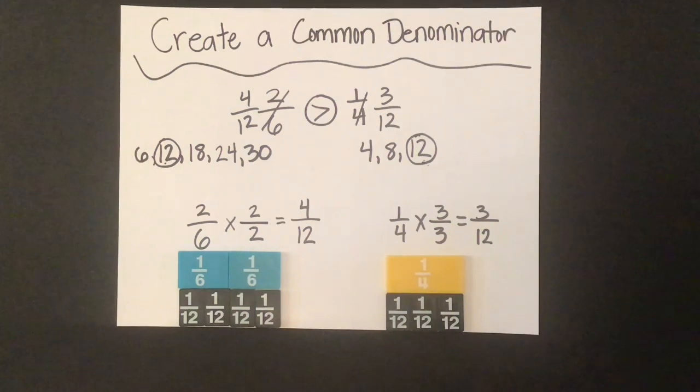So in the beginning, we had 2/6 compared to 1/4. By listing the multiples, we were able to find a common denominator of 12. So we found that 2/6 is equivalent to 4/12. We found that 1/4 is equivalent to 3/12. That makes these fraction amounts really easy to compare when we've changed it to 12ths, because we know that 4 pieces is greater than 3 pieces.